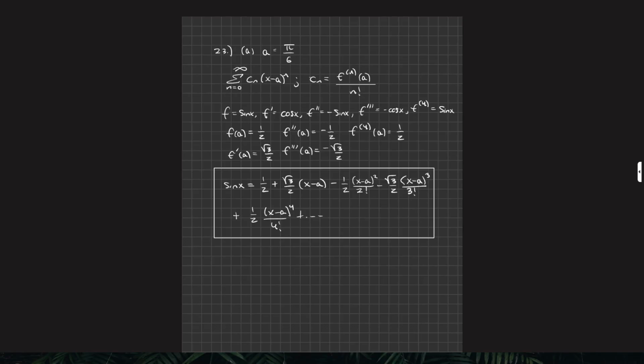Okay, now part B just wants us to give P2 of x, where P2 of x is the Taylor polynomial of degree 2 for f, again centered about a equals pi over 6. So nothing changes there. Now this is super easy. We already have the first 5 non-zero terms of our Taylor series. So our degree 2 Taylor polynomial is just going to be a truncation of that series expansion.